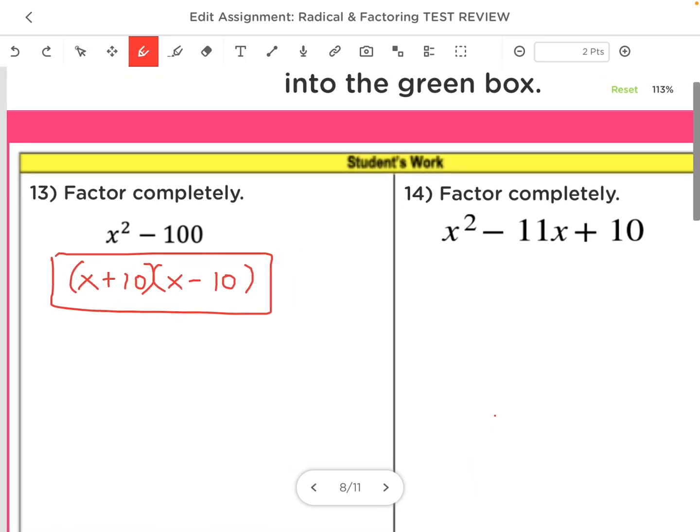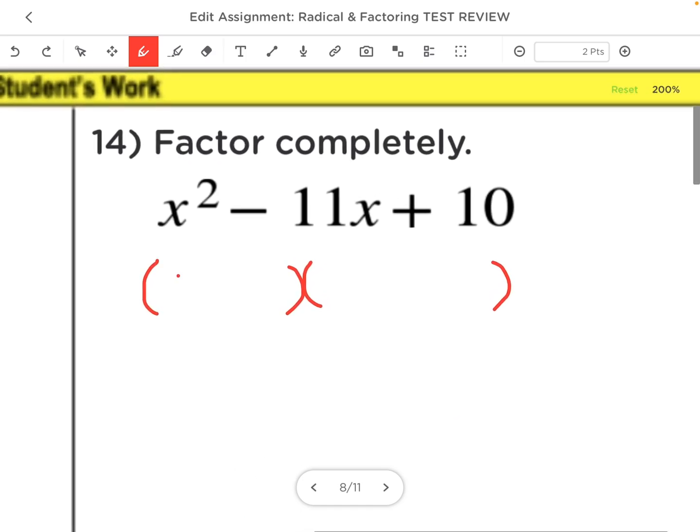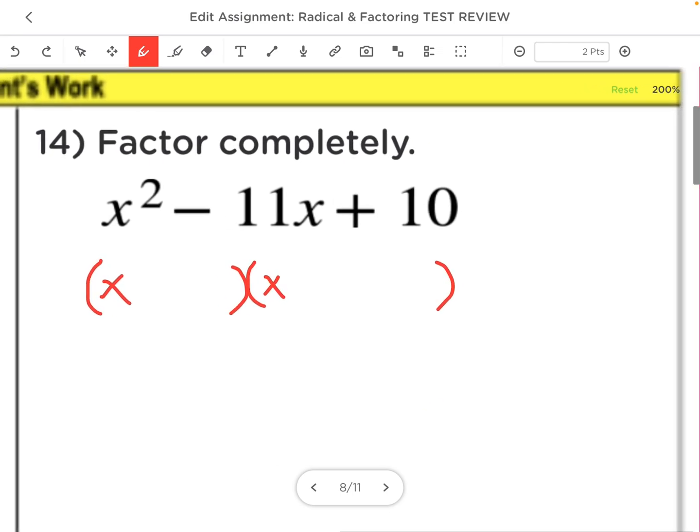Problem number 14 is different because I have three terms. So if I have three terms and no leading coefficient, so I'm not looking for a GCF, I'm going to have my two sets of parentheses. And my first two spots are going to be x and x. And in my second two spots have to be factors of 10. And so I'm going to list them on the side here. I could do 1 and 10 or 2 and 5.